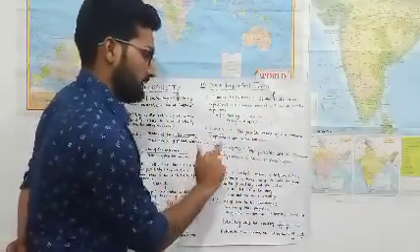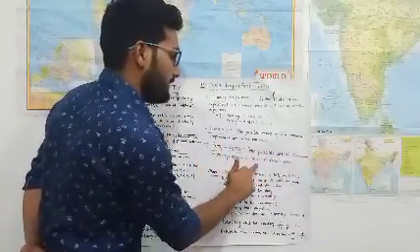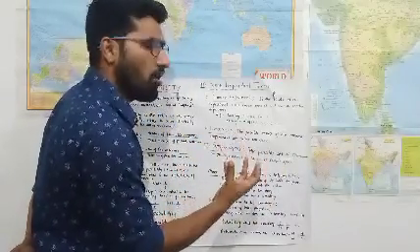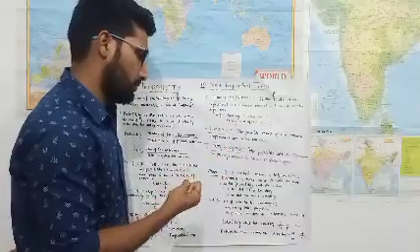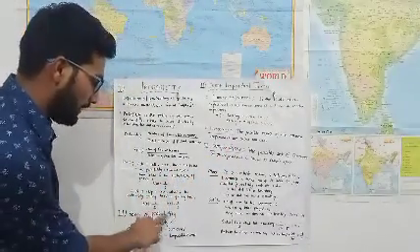Next is the sample space. The possible set of outcomes of an experiment is known as the sample space. It means the sample space is the collection of all the outcomes. Okay. Next, range of the probability.